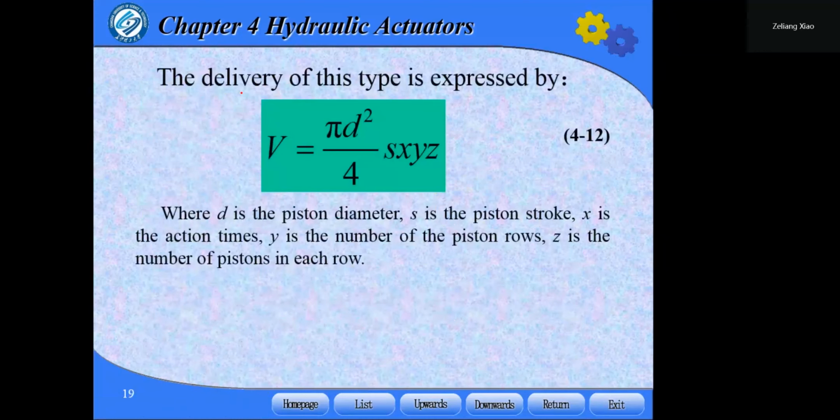So the delivery of this type is expressed as follows. D is the piston's diameter. S is the piston's stroke. X is the acting times. Y is the number of the piston rows, and Z is the number of pistons in each row.